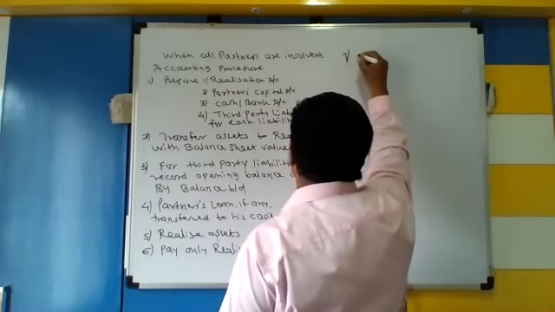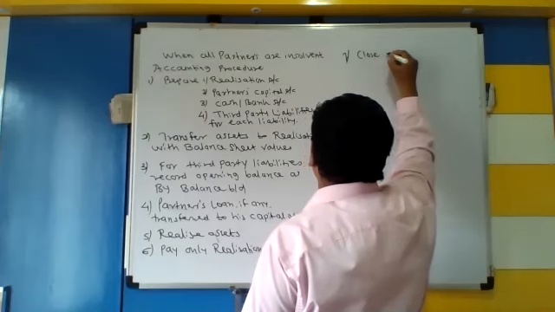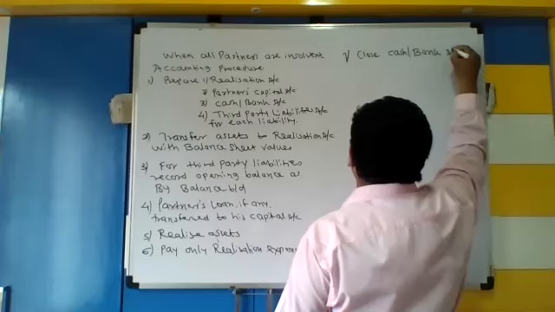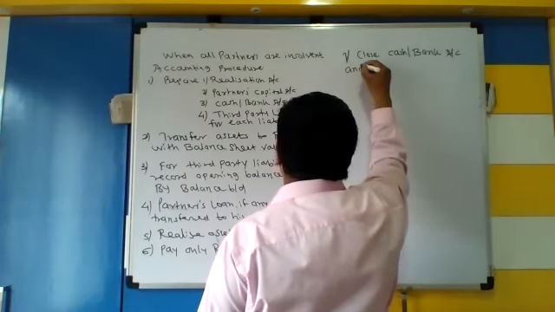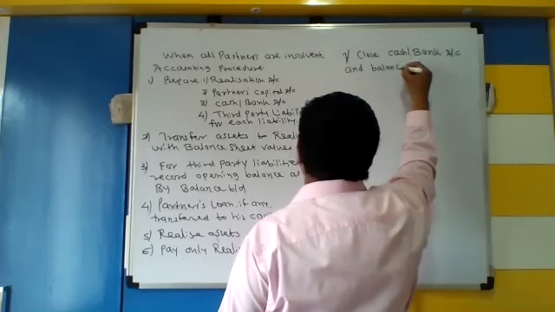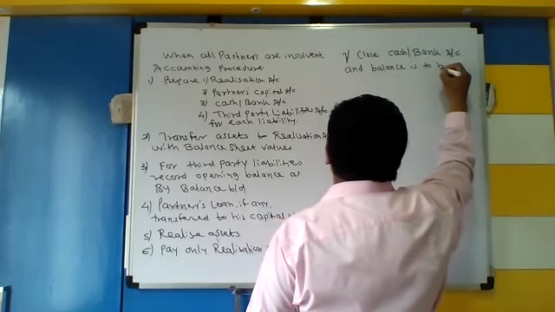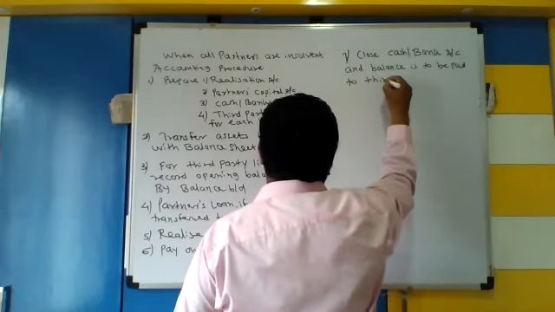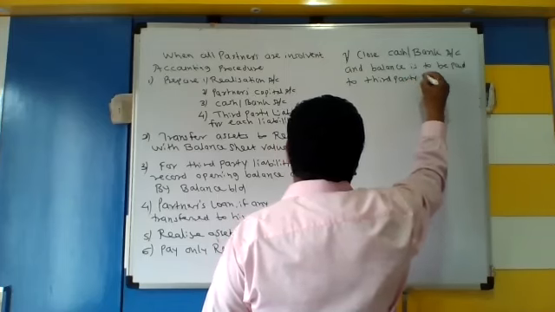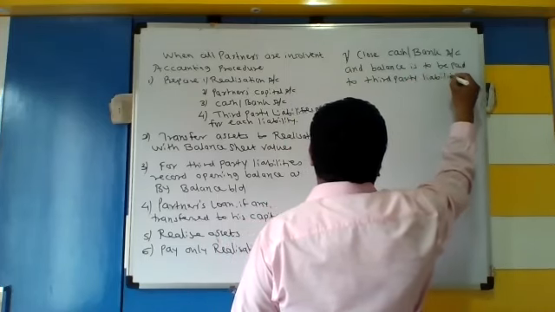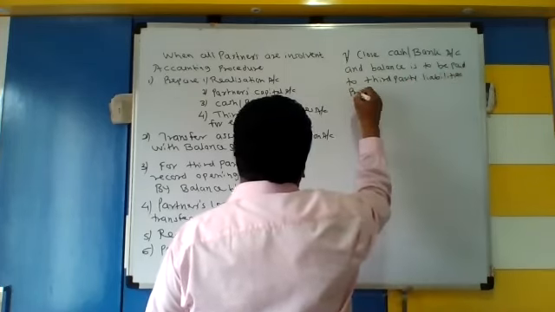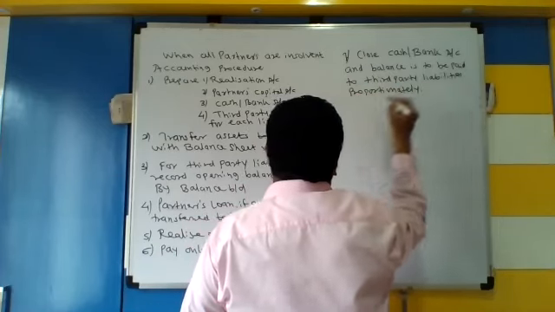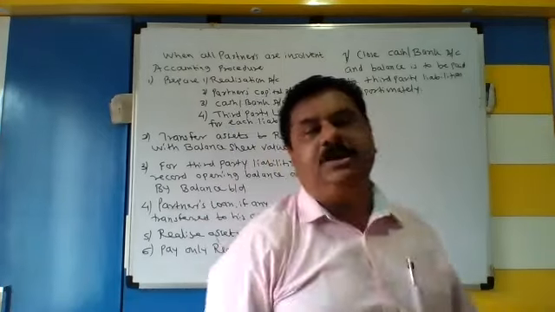Number 7, close cash or bank account and balance is to be paid to third party liabilities proportionately. Proportionately चा meaning समजून घ्या.